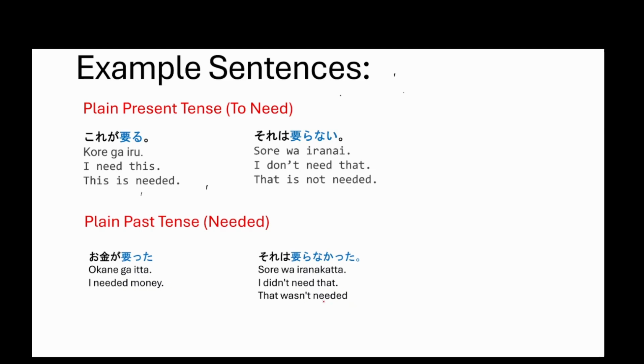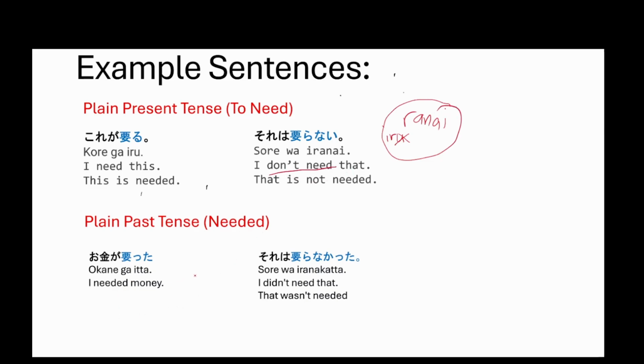For the plain present negative form of the verb iru, we once again start with the dictionary form, which is iru. And for Godan verbs ending in ru, to transform it to the plain present negative, we need to change the ru to ranai. So it now becomes iranai, which means don't need.